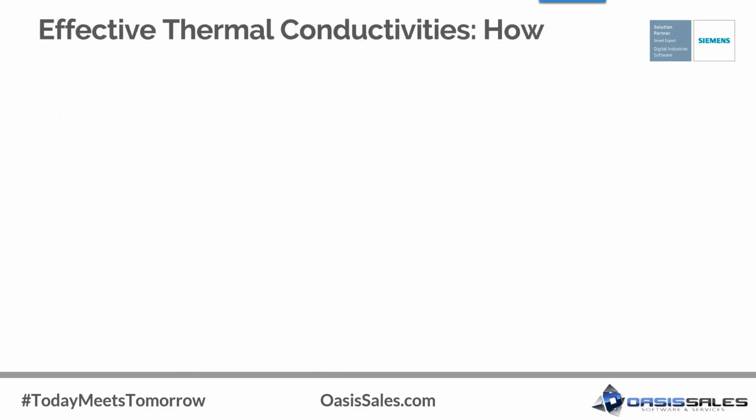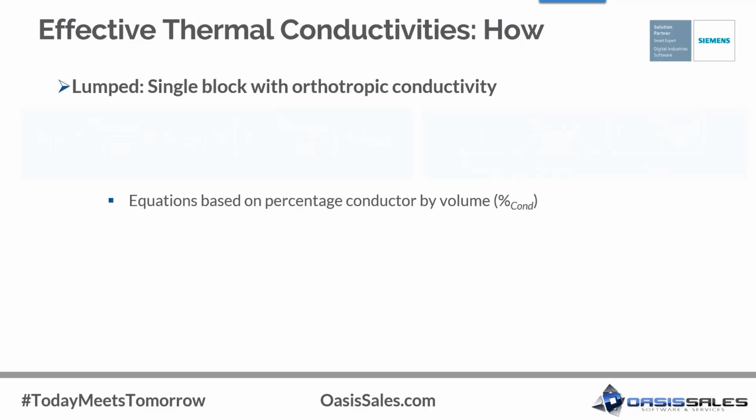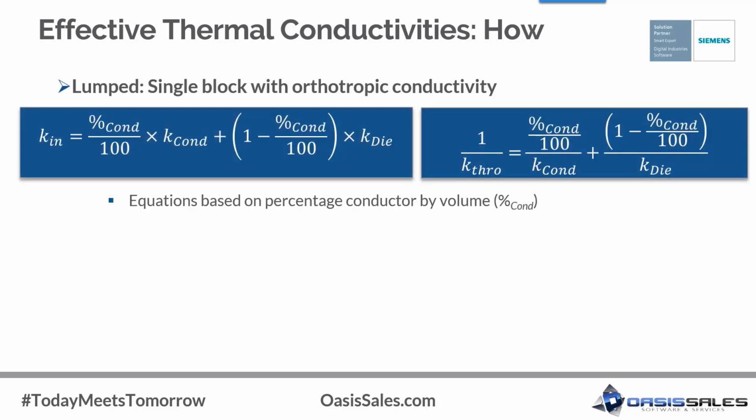So how are effective thermal conductivities implemented? The first approach is lumped, where the PCB is modeled as a single block with an orthotropic conductivity. One approach is to use the percent conductor by volume. Using conduction in series and parallel calculations, the through-plane and in-plane conductivities are determined. 10 to 20% conductor by volume is a reasonable first guess. This modeling approach is used early in a design process, typically for trend analysis.